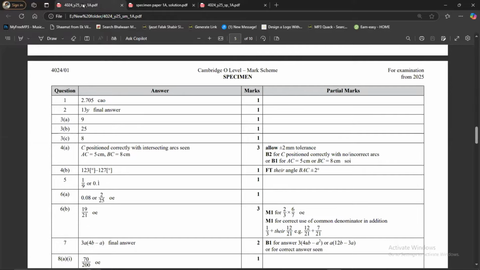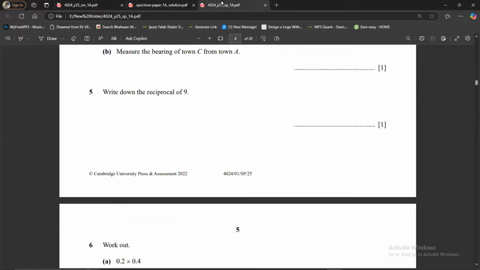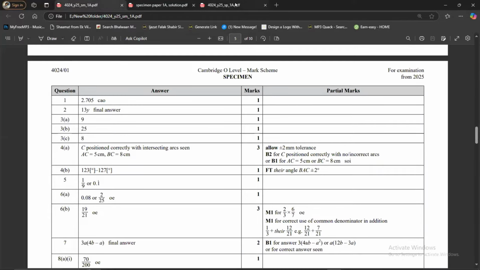Question number 4. A marking scheme is showing up on your screen. You can see our answers are right. Okay, so we are going to the next question. That is question number 5. It says write down the reciprocal of the 9. So the reciprocal of the 9 means 1 by 9. So question is done, 1 by 9.